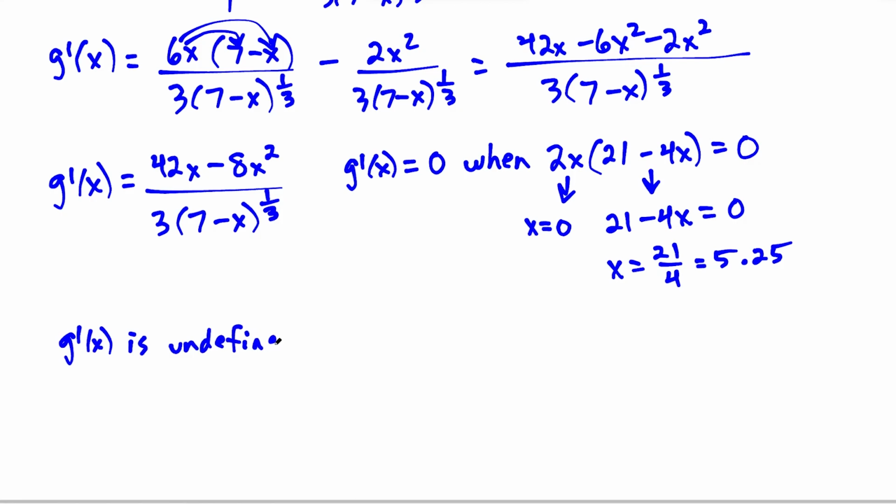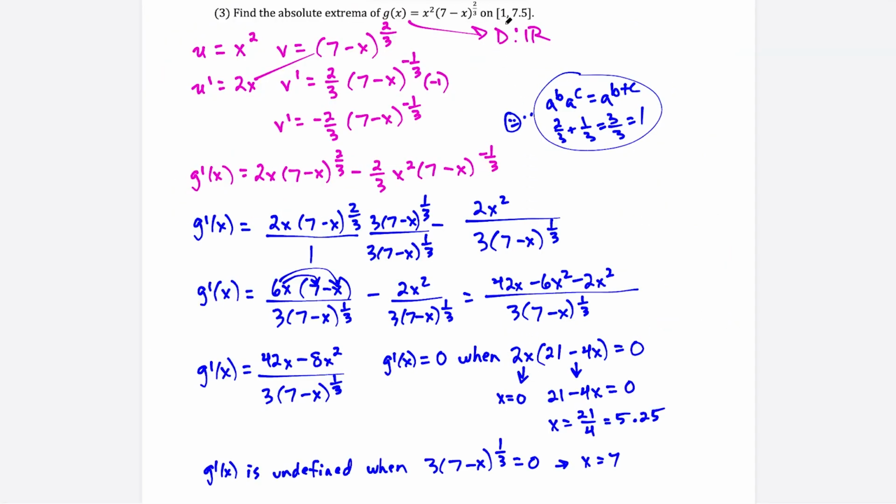Okay, so we could say g prime is undefined when the bottom, 3 times (7 minus x) to the 1/3, is equal to 0, and this is going to give us another critical point of x equals 7. But one thing to be mindful of is we're only looking at the critical points on the interval from 1 to 7.5. So we're not going to take x equals 0. We're going to take x equals 5.25, and we're also going to take x equals 7.